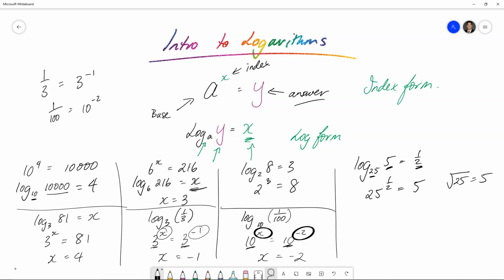Hopefully that helps you get a general start and kickoff to logarithms. In the next video, we're going to look at the different laws and how you can apply them, making the connection with index laws and translating into log laws, going backwards and forwards using one and the other to help each other.